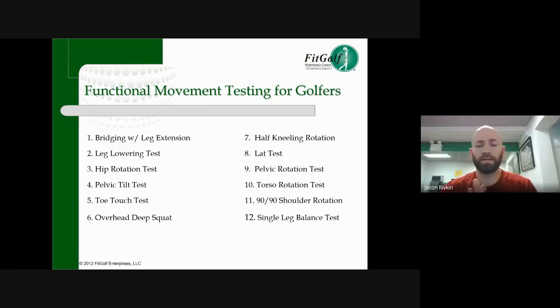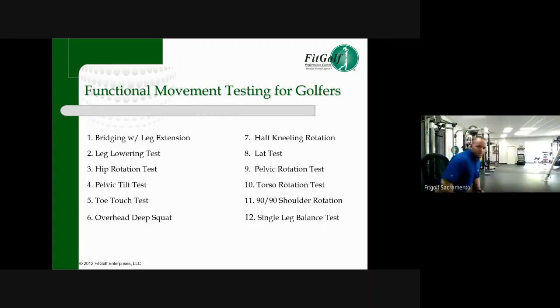Let's do the single leg balance test too, Greg. All right. NorCal knows this one. I've done this one live, so I might as well have everyone do it. So this is also kind of one of my favorites. It's a good, simple one to do.